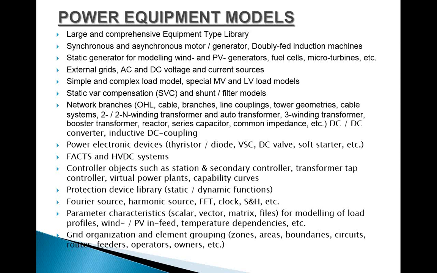Network branches like cable branches, line couplings, tower geometries, cable systems, so all the basic appliances which we need to design any network or to create any network are present. DC-DC converters are there, inductive DC couplings are there. For electronic devices, thyristor diodes, DC valves, soft starters are present. We have FACTS and HVDC systems that can be analyzed. Controller objects such as station and secondary controller, transformer tap controller, virtual power plant we can create. Capability curves based upon that we can just design.